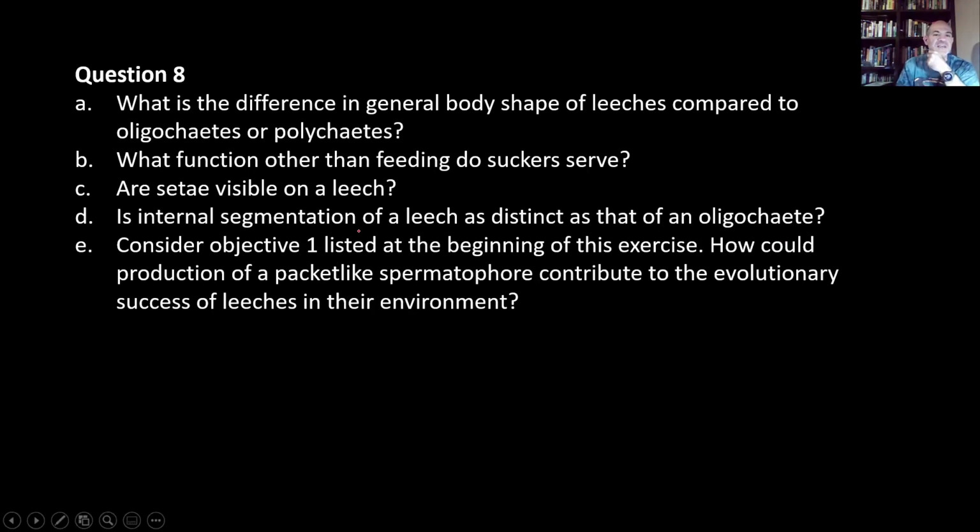And then there's always a question about objective one, those primary functions, right? So we talked about how they reproduce. There was this little background on how they reproduce, those spermatophore packets. How does that relate to primary function? Well, that's related to the primary function of reproducing, producing that next generation of leeches.